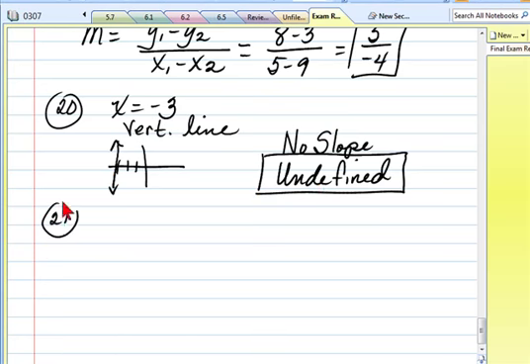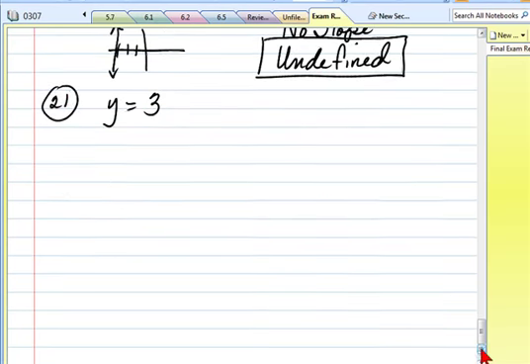Number 21. I have y equals positive 3. Tell me what you know about the equation, the line, y equals 3. It is a horizontal line cutting through the y-axis at 3. You don't have to draw it. I'm just doing that so that we can see it. What is the slope? 0.